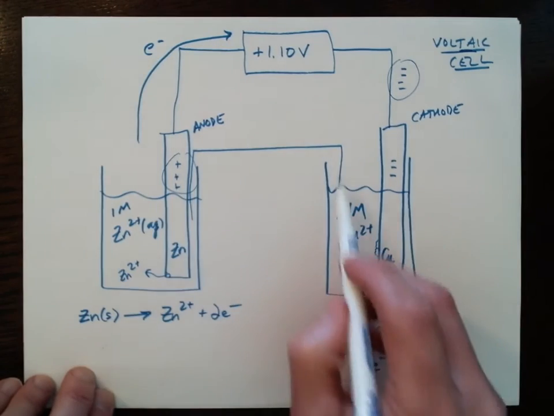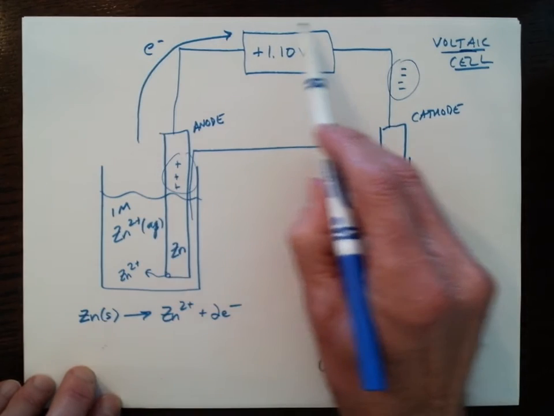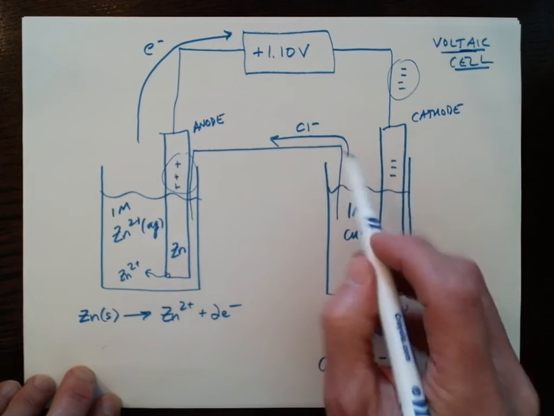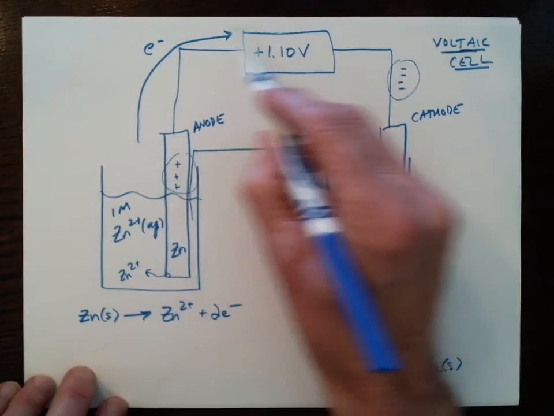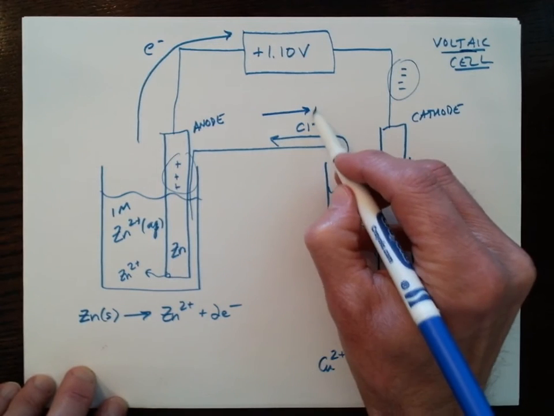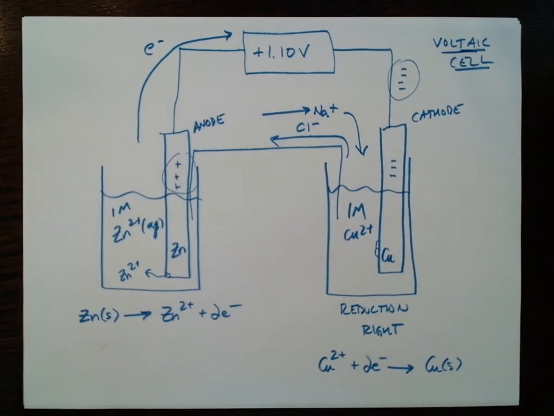So that's why this salt bridge is necessary, because for every electron that flows this way, you can get a chloride ion traveling in this direction. Or, to balance the negative charge that's going in this direction, you can have a sodium ion traveling toward the cathode.